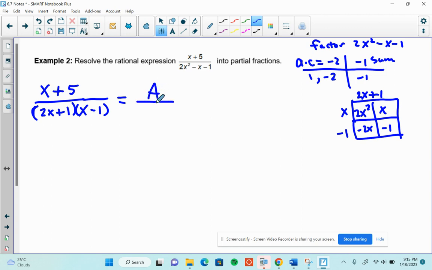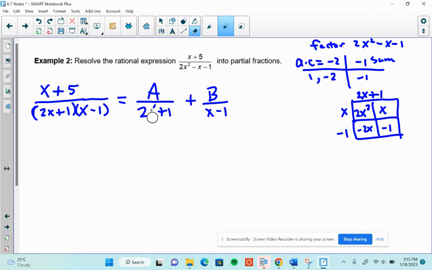So we have a constant over the first of the linear factors plus a constant over the second linear factor. Okay, I'm going to fix that x a little bit because I'm not real happy with that. Now we're going to clear out the denominators by multiplying both sides by a factor of 2x plus 1 and a factor of x minus 1, right? We're going to multiply both sides by that.